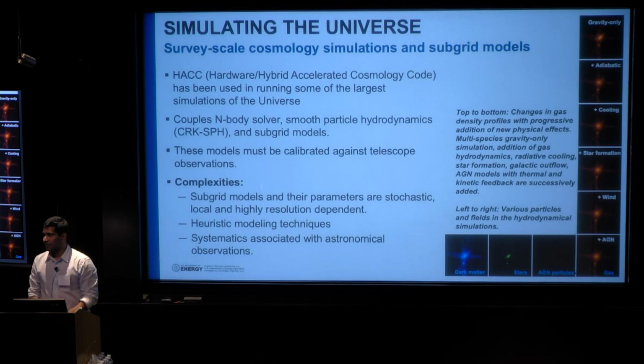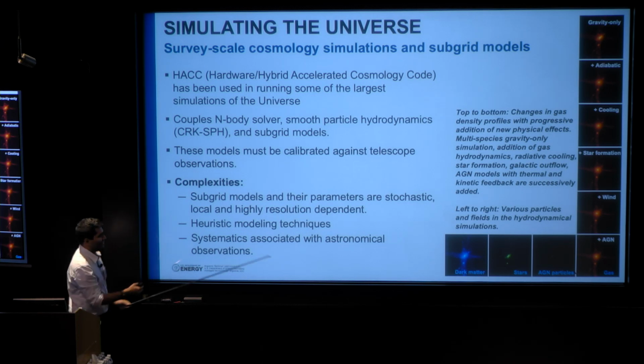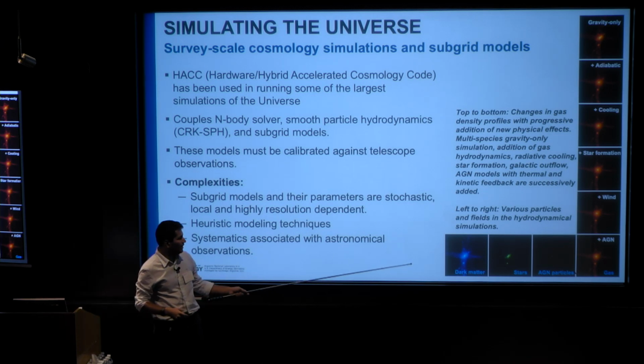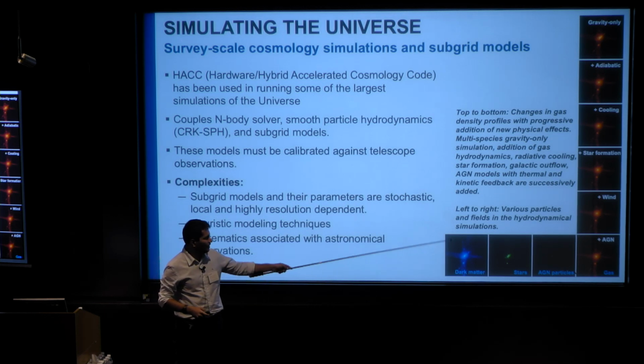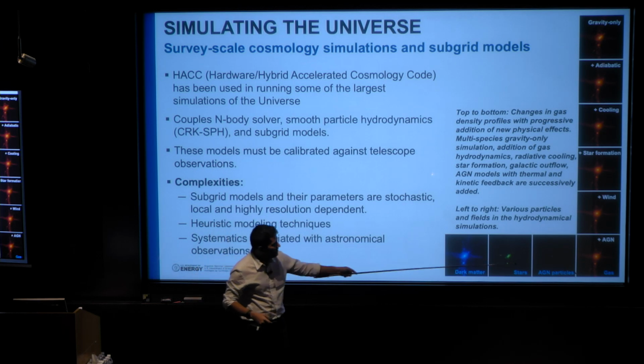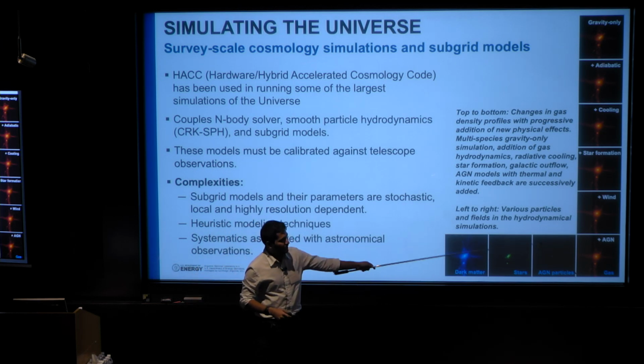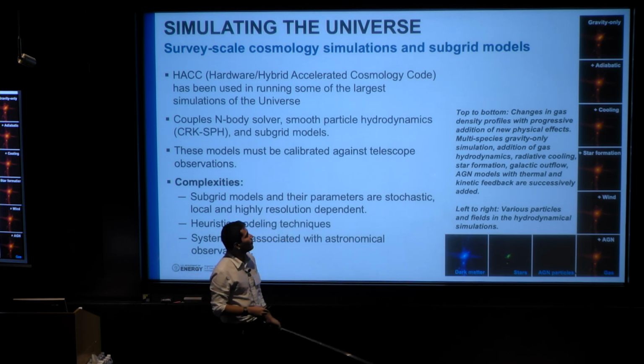The newer versions of HACC now couple the traditional n-body solver with a smooth particle hydrodynamics code, and there are also subgrid models, just like a lot of other codes out there now. Now that we have all these models, we can look at different fields and particles. So you can look at the dark matter field here, star particles, and AGN particles. Sorry, it's not very clear. And finally, there is gas, all for the same core.